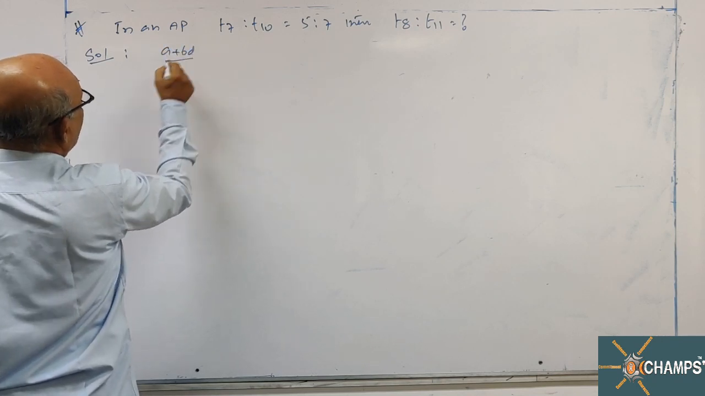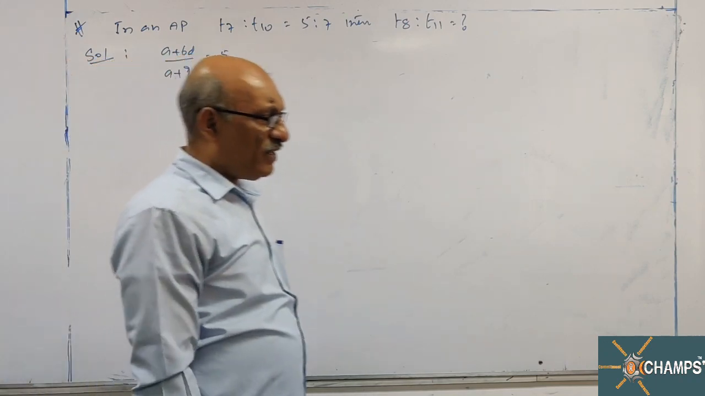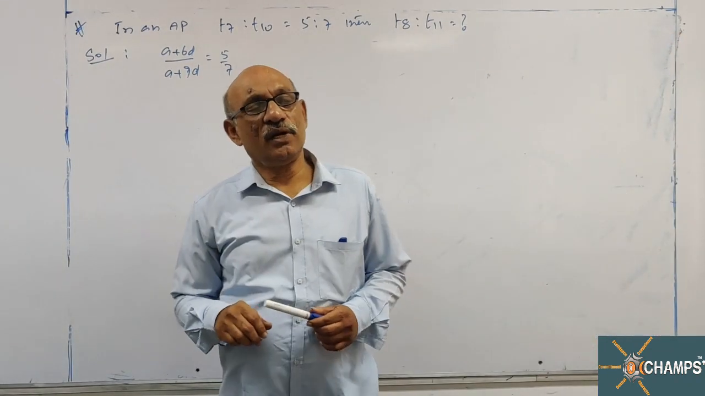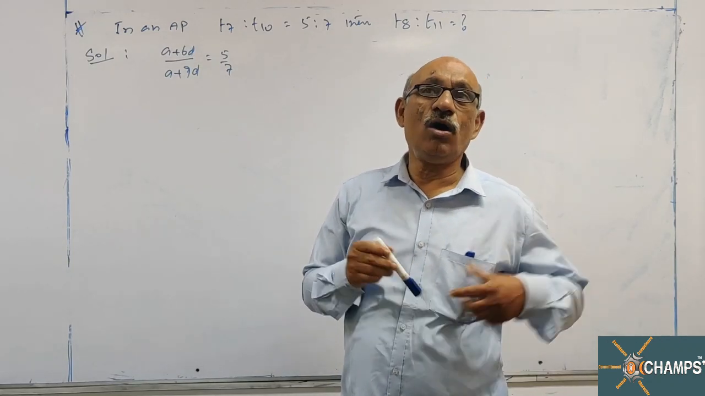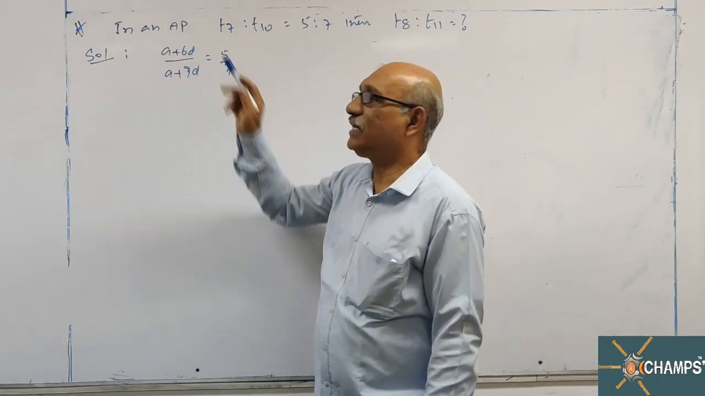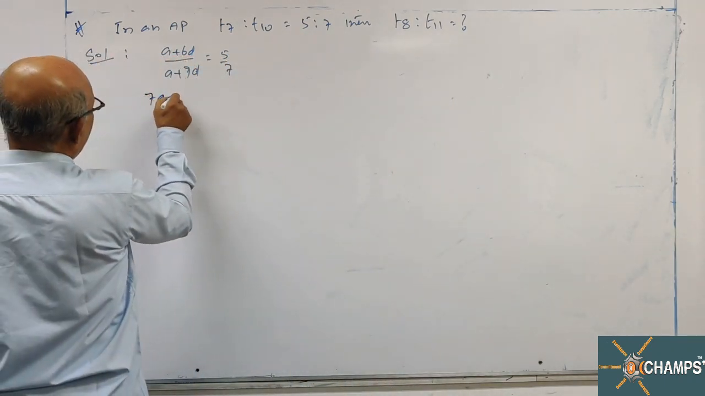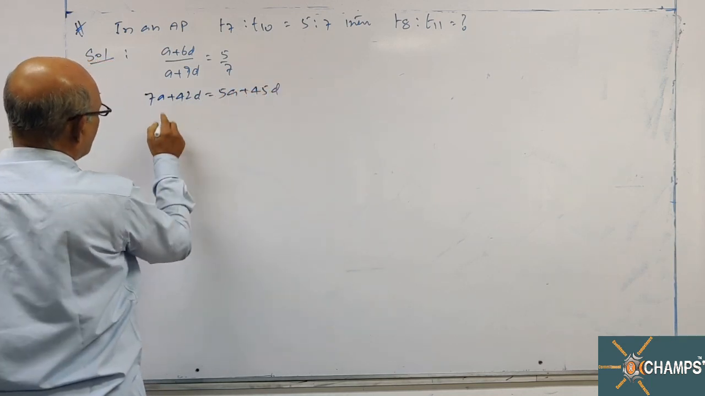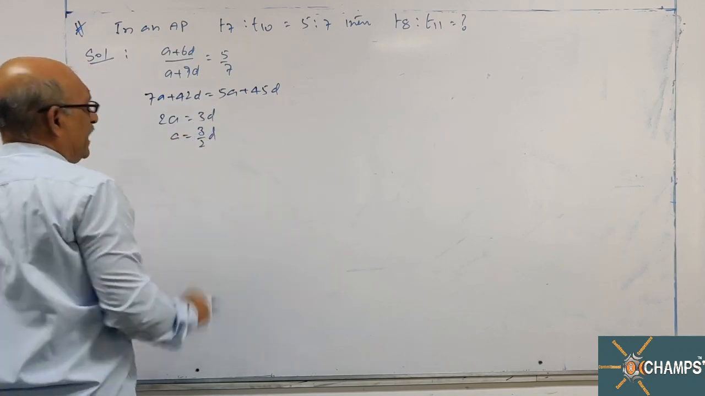A plus 6D divided by A plus 9D is equal to 5 by 7. The 7th term of an AP is A plus 6D. In an arithmetic progression, the common difference coefficient is always 1 less than the order of the term. It is the 7th term, so A plus 6D. When I cross multiply, 7A plus 42D equals 5A plus 45D, 2A is equal to 3D, A is equal to 3 by 2 into D.